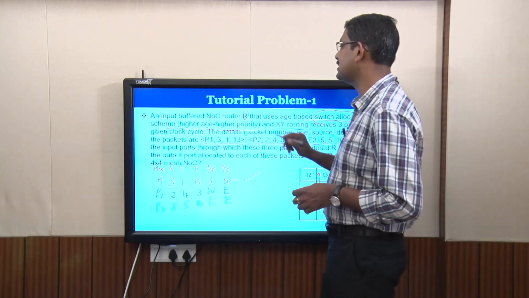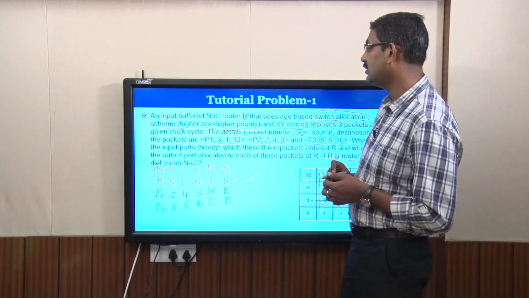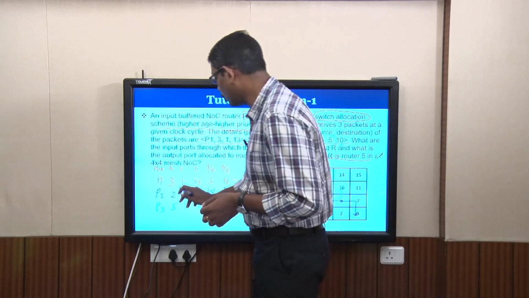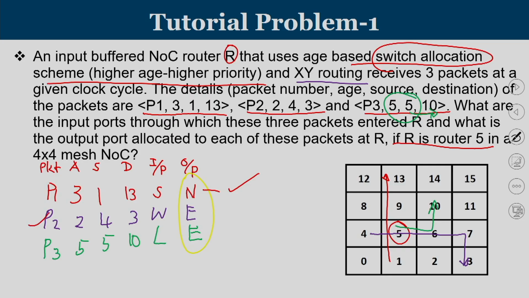The switch allocation strategy says that the higher the age, the higher the priority. So, when you have packet P2 as well as packet P3, both looking for the east output port at the same time, to resolve the conflict we look into the age factor. The age of P2 is 2 and the age of P3 is 5. So, P3 is the winner. P3 is going to get the output port, whereas P2 is going to be buffered.